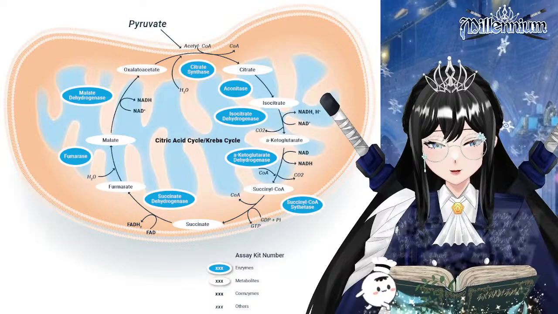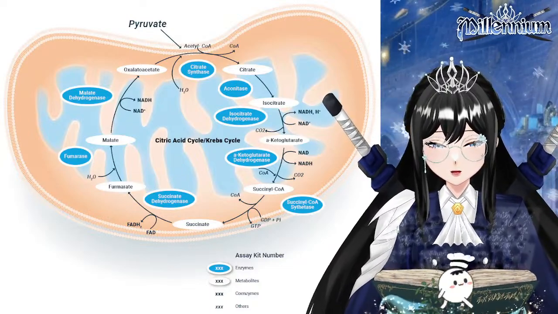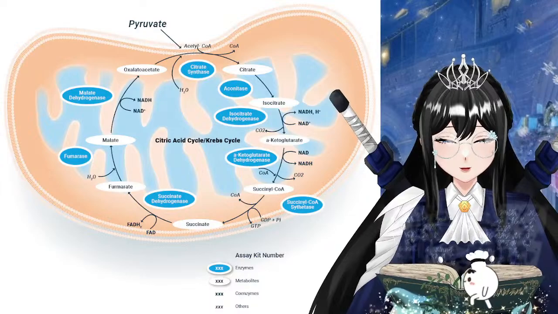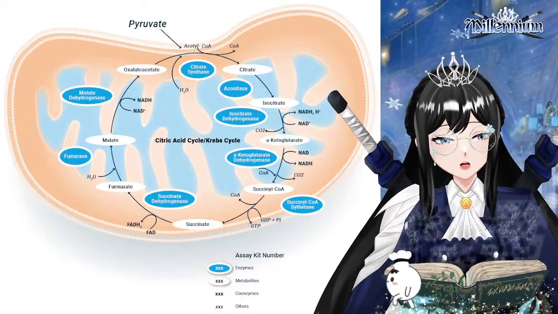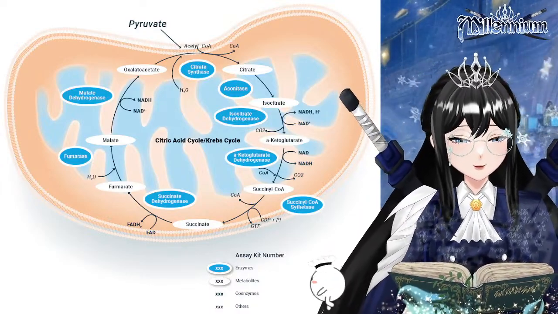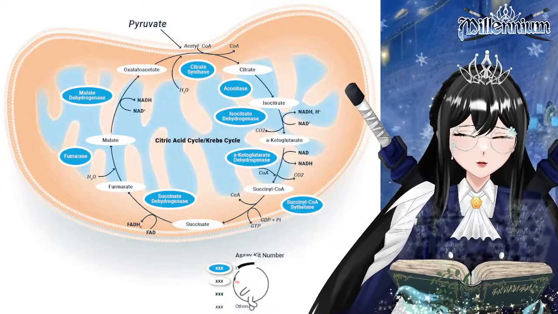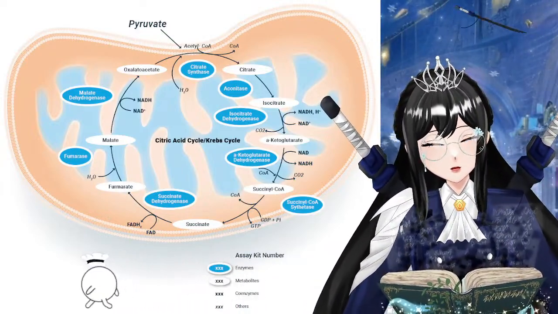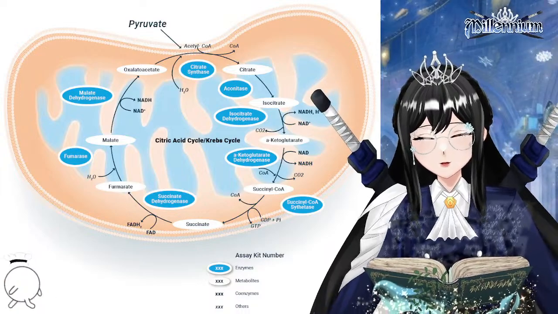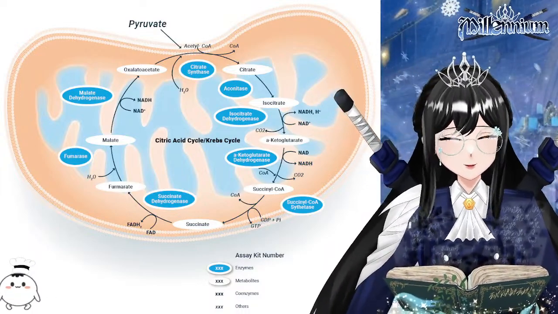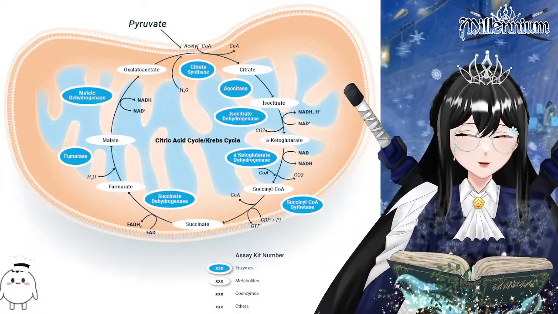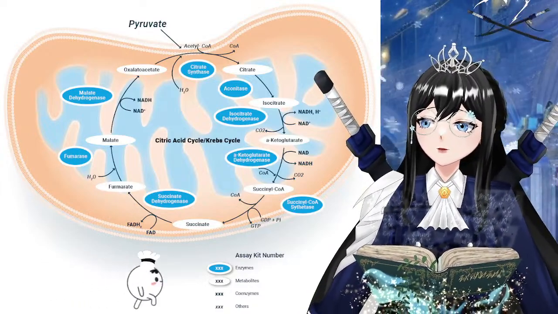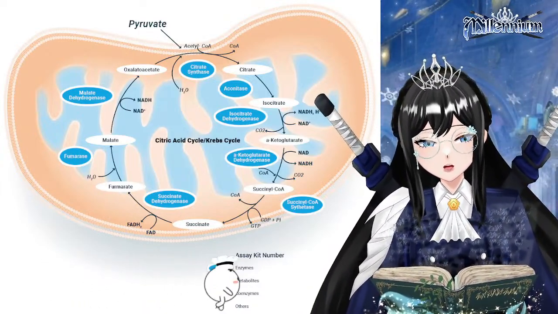Citrate would then, after a couple of steps, regenerate oxaloacetate, and it would produce CO2, NADH, FADH2, and GTP. What happens to NADH and FADH2? Good question. Those would donate electrons to the ETC. Where does the ETC happen? It is in the inner mitochondrial membrane. And why is that important?